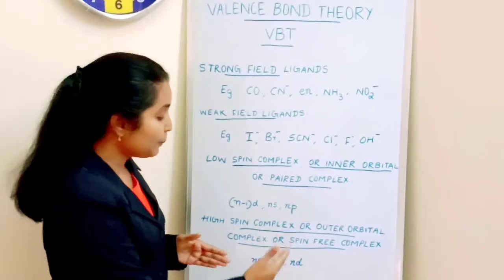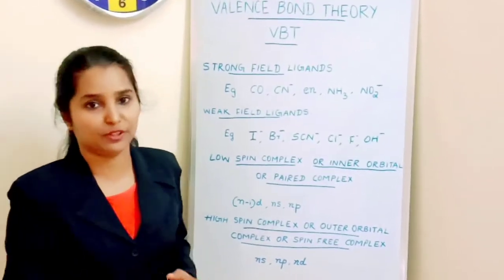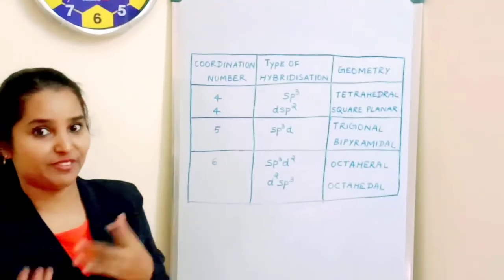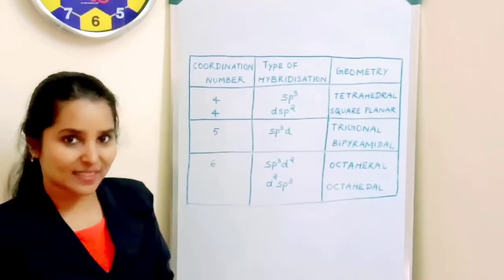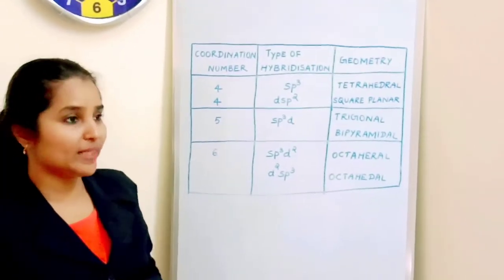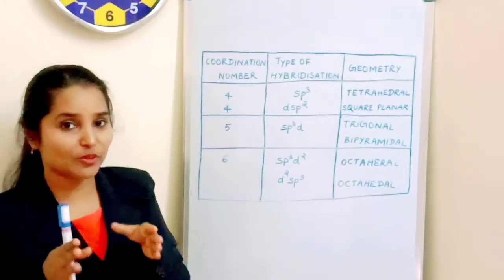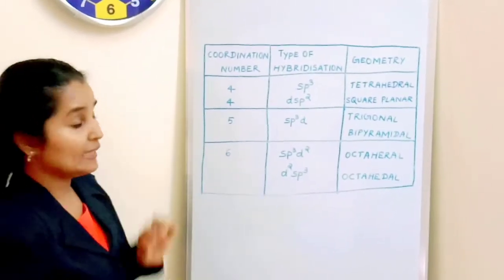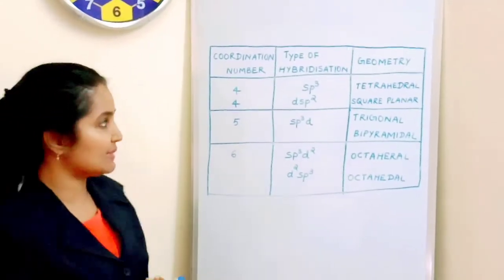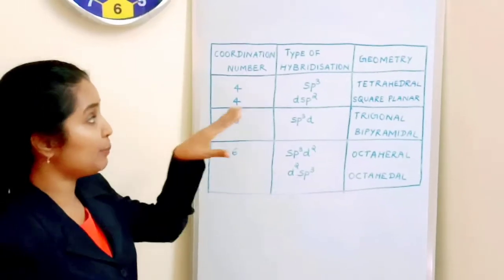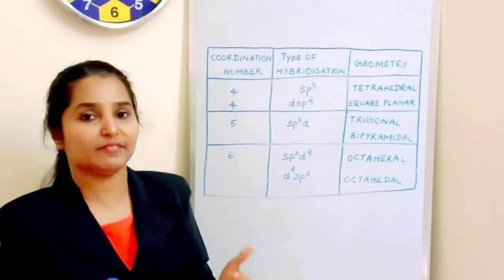I hope you have understood. When we do more examples, it will be clearer for you. I have told you how to differentiate a ligand according to its field, whether it is a strong field or a weak field ligand. Once you know that, you can easily predict its hybridization, which I will teach you. And once you know the hybridization and the coordination number, which we have already discussed, you can easily predict the correct geometry of that particular coordination compound.